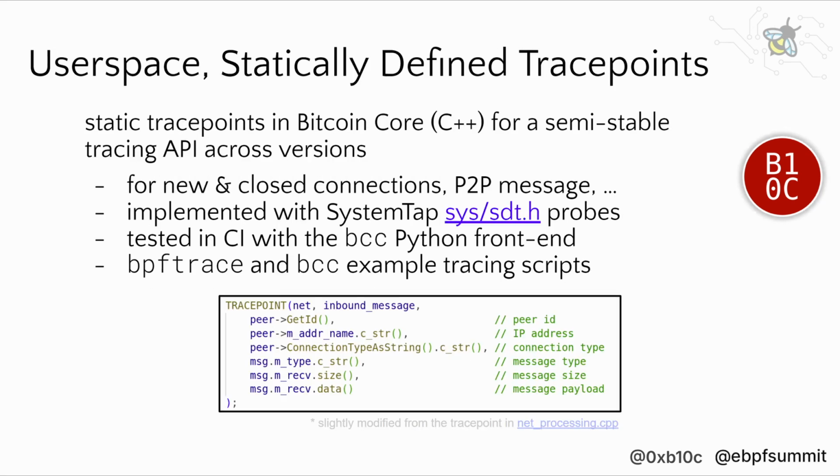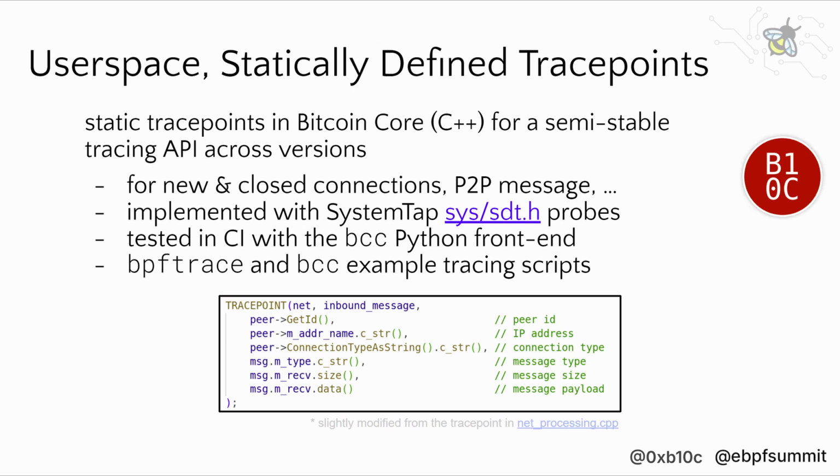To look into the software behavior during runtime, I've opted for tracing with eBPF and static tracepoints. Static tracepoints, compared to dynamic tracing with, for example, uprobes, allow us to have a semi-stable API even if the code is being refactored across versions. There are, for example, tracepoints for opened, closed, and evicted connections, as well as for inbound and outbound messages. These are implemented using the systemtap-sdt probe macros.